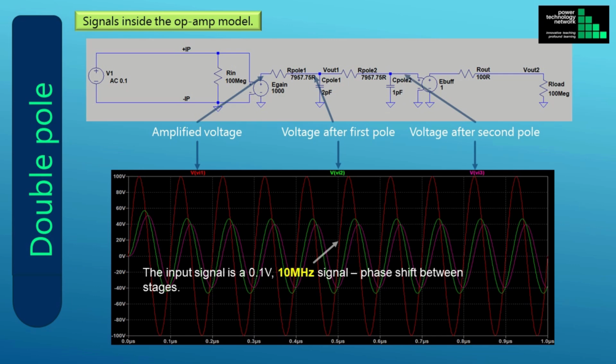The red curve is the amplified input signal at the input to the first pole. The green curve shows the voltage after the first pole. The purple curve shows the voltage after the second pole, which is the output of the op-amp.